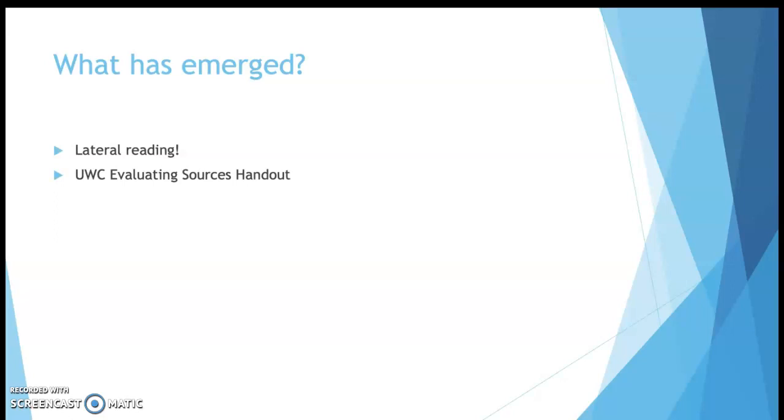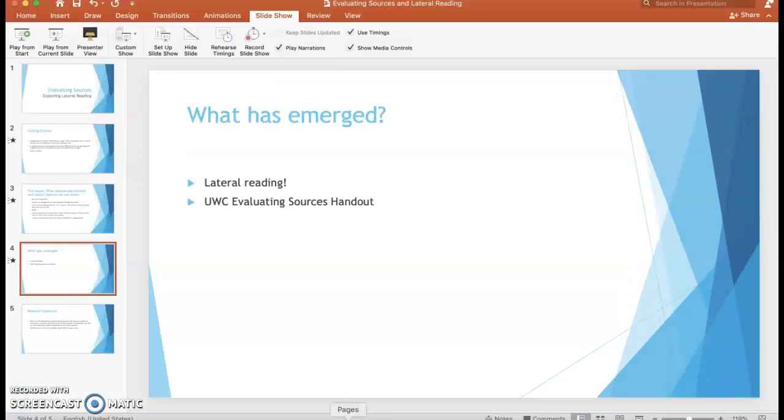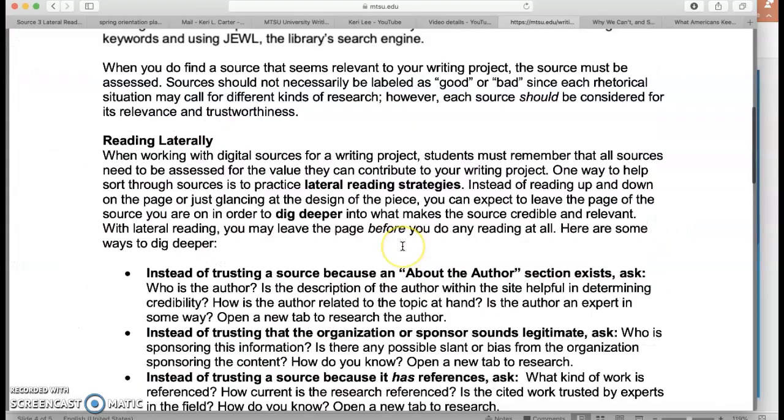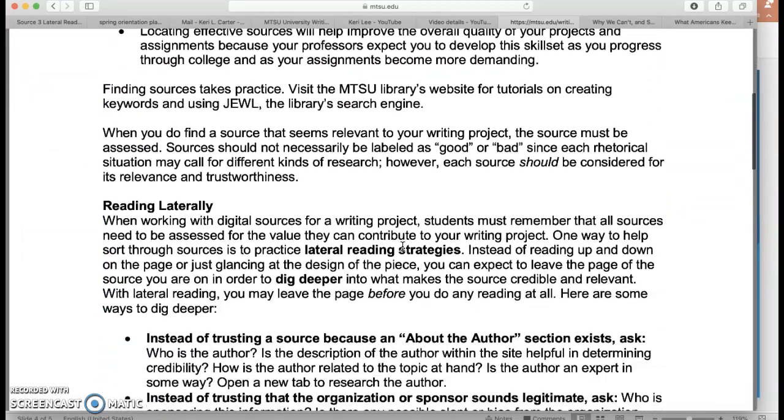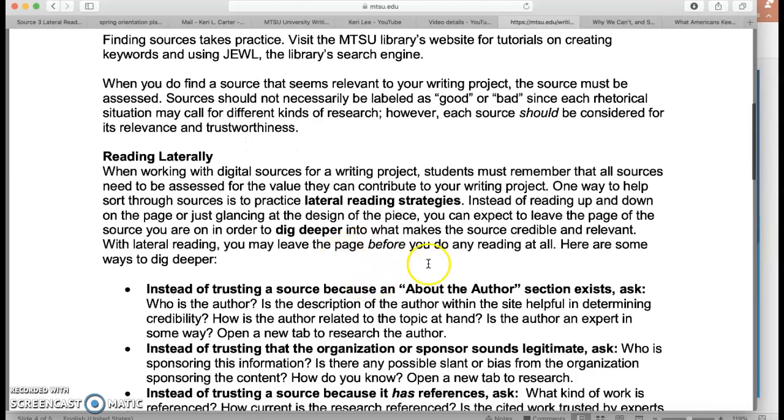And to help walk you through this, I'm going to visit right now the UWC's Evaluating Sources handout, which I think will do a good job in explaining what this means. All right, so to read laterally, when you're working with sources, especially digital sources that are out there, it's important to remember that you've got to assess all of these.